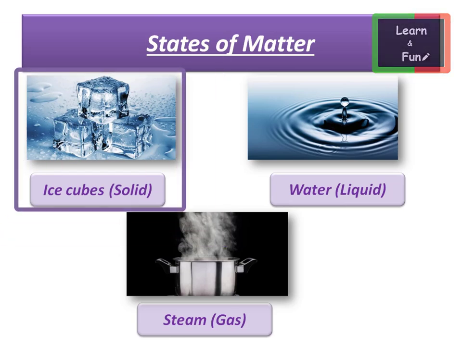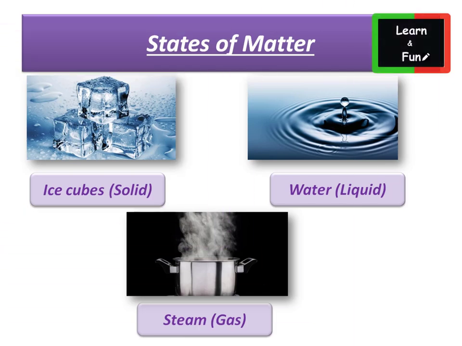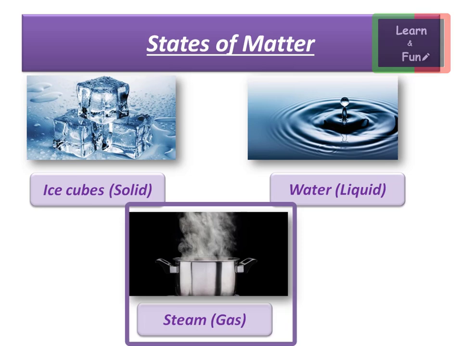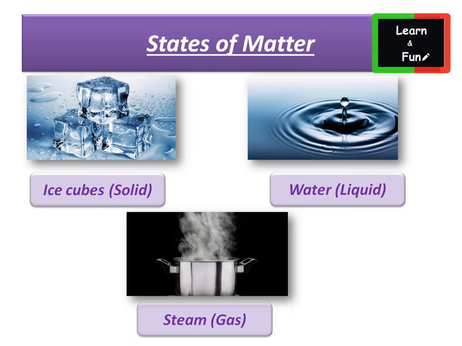Ice cubes are in the form of solid, water is in the form of liquid and steam is in the form of gas. On heating, ice, which is in solid form, changes to water in the liquid form. On further heating, this water changes into steam and steam is in gas form.